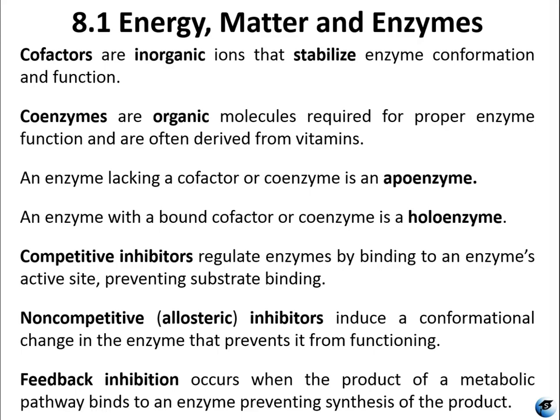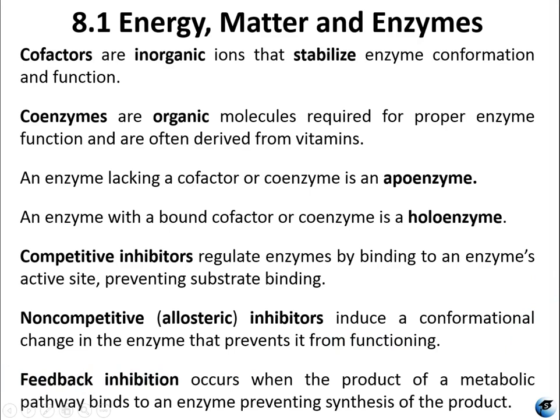An enzyme that doesn't have a cofactor or a coenzyme is an apoenzyme. An enzyme with a cofactor or a coenzyme is called a holoenzyme. So if it doesn't have it, it's apo, right? If it does have it, it's holo. And then you have competitive inhibitors and non-competitive inhibitors. And you also have what is known as feedback inhibition.